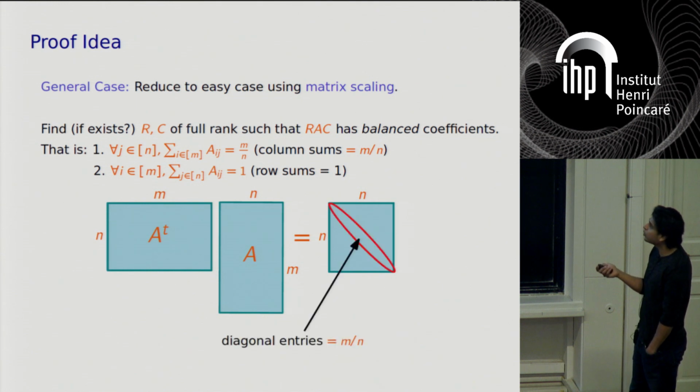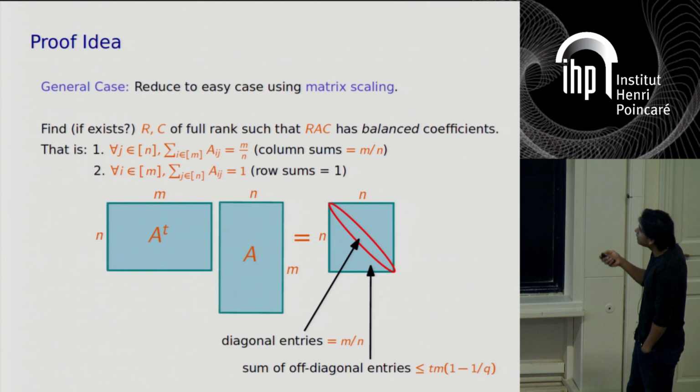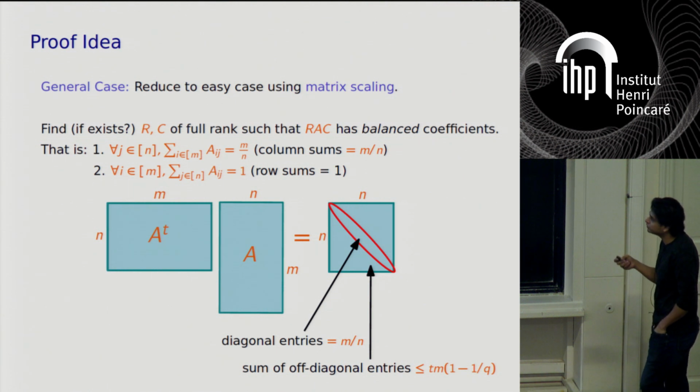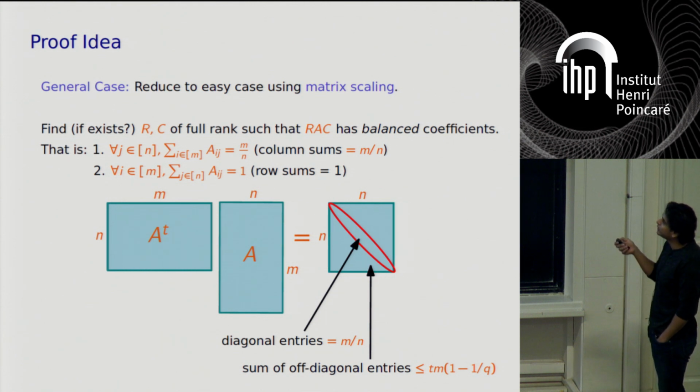What do I know now? The diagonal entries are m over n, and because of the design properties, we can bound the sum of the off-diagonal entries to be small. Once again, we plug it into the rank bound and get something nice out of it. So it's fairly straightforward. The question is, can we do this, and when can we do this? This goes back a fairly long time to some results in combinatorial optimization.